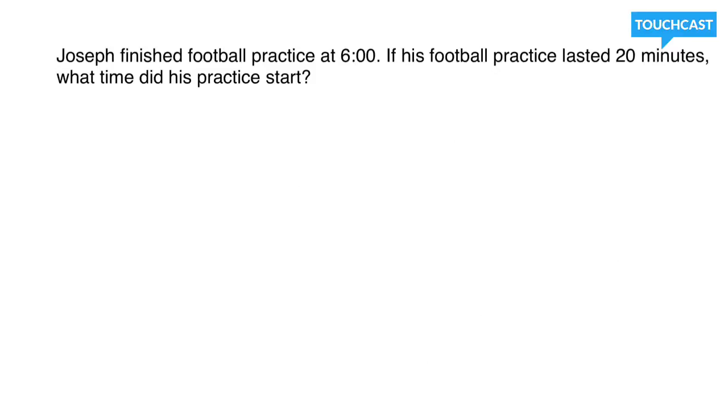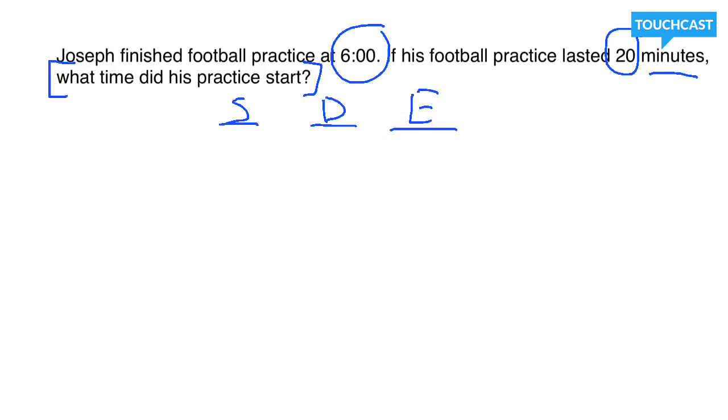Alright, let's take a look at number 2. Joseph finished football practice at 6. If football practice lasted 20 minutes, what time did his practice start? Go ahead and write start, duration, and end. Once again, I don't know the start time. That's my big question mark. My duration is 20 minutes. And my end time is 6 o'clock. It tells us that's when he finished, which is the same thing as end.